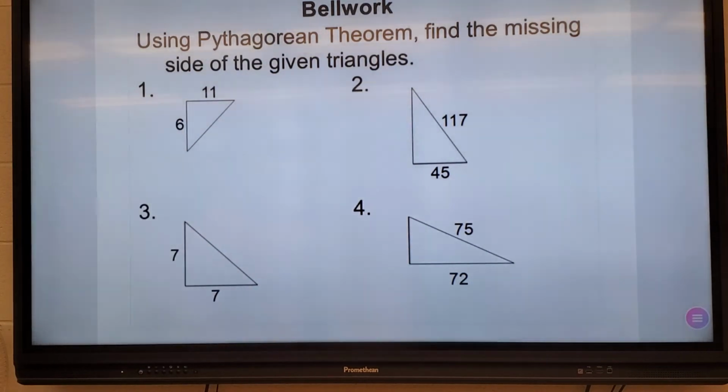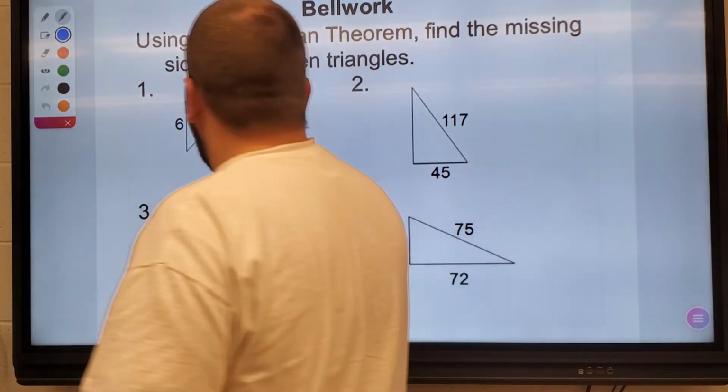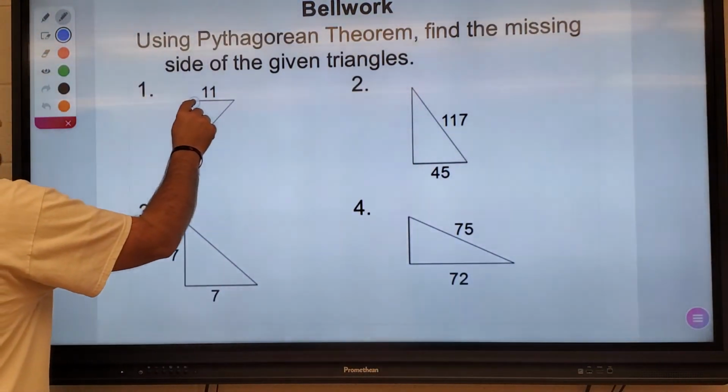Number 1. It's important to remember which value is A, which one's B, which one's C. The only one that really matters is the C value, because the C value is the slanted side of a triangle. So number 1, we have the value of A and B. We do not have C, so we have to find C.